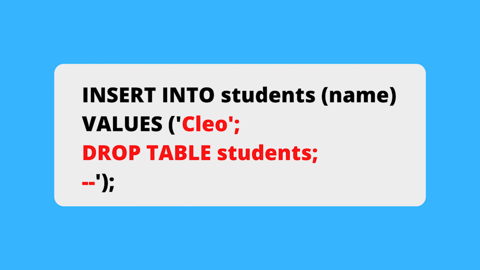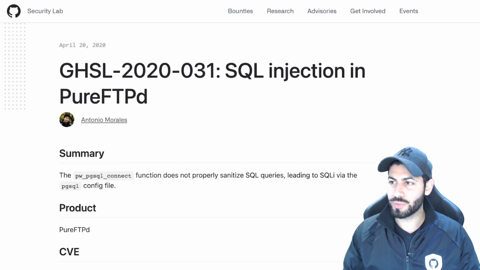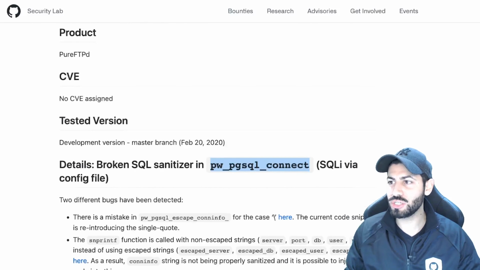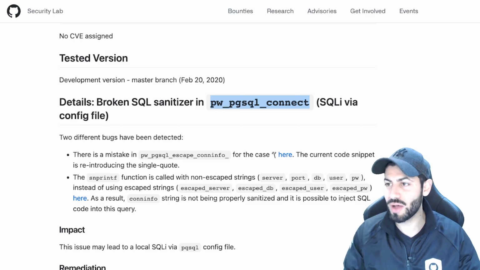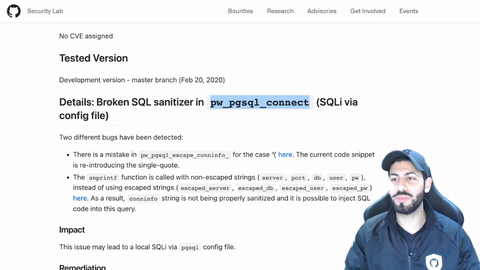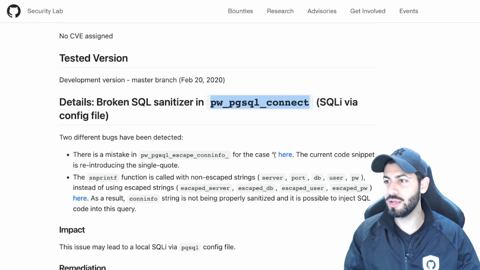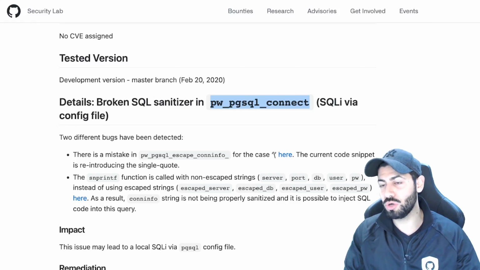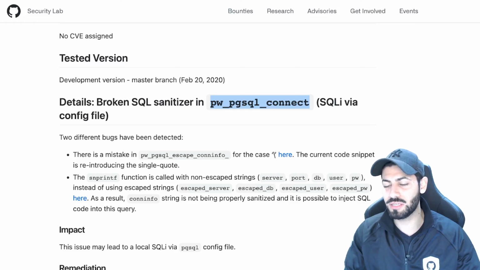Let's now see a real-world example of an SQL injection being uncovered by the GitHub Security Lab. Our researcher Antonio Morales observed that this function in QFTPD did not properly sanitize SQL queries in the Postgres config file, which could lead to an SQL injection vulnerability in the FTP server. Specifically, a function was reintroducing the single quote, which effectively makes the sanitization process cross itself out. In addition, another function, namely snprintf, was called on non-escaped strings and made it possible to tamper with the query logic by inserting SQL code.